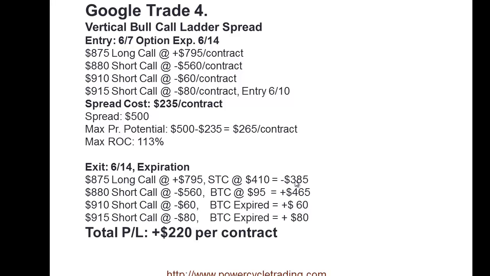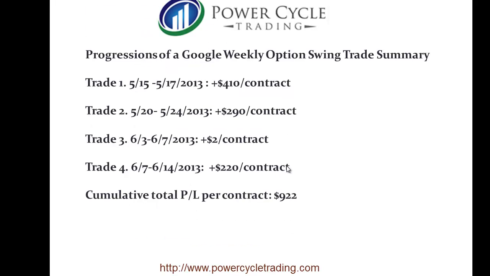So if I'd left the spread on and it expired worthless, I would have lost $235, but by managing the trade, I was able to make $220 by using weekly options. So in summary, this progression of Google weekly option swing trades made a total of $922.